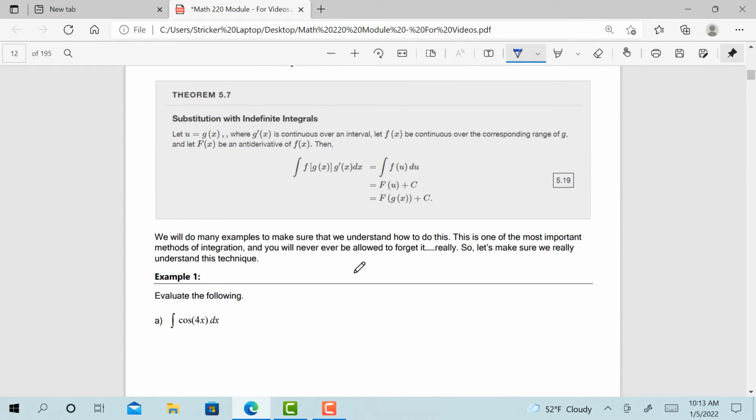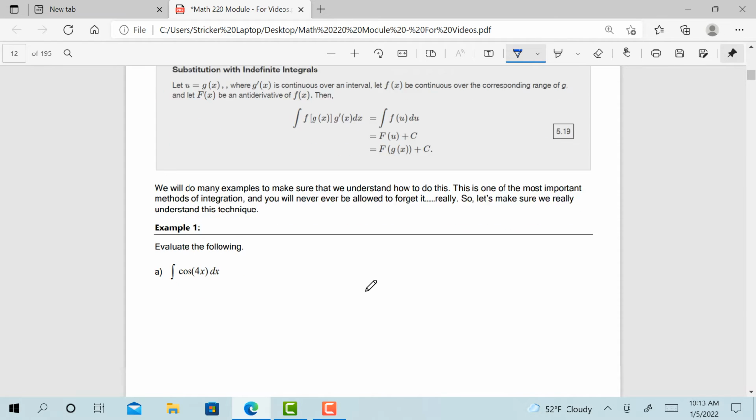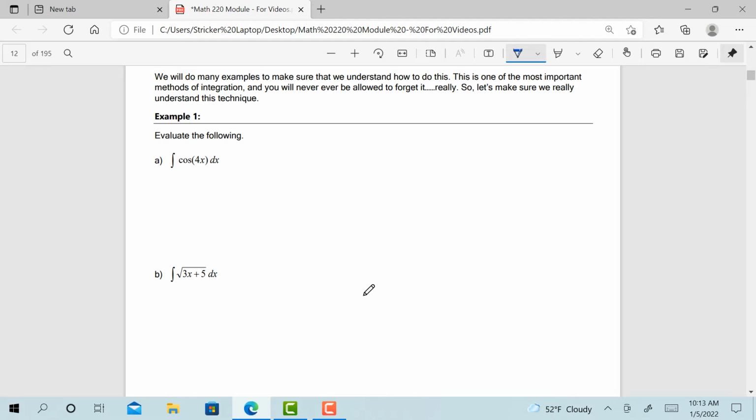So if I skip down here, you can see, of course, the theorem here that's in the textbook. I'm going to skip over that, and I want to jump into these examples. And you can see example 1 here. There are two integrals, and each of them has a composition of two functions. So the first one is the cosine of 4x. The function 4x is inside of cosine. And then the second one, the function 3x plus 5, is inside the square root function.